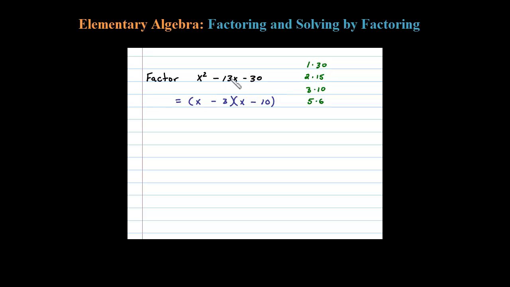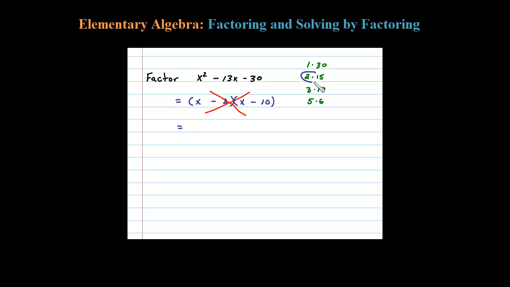Now, that looks good for the middle term, but watch this. The end term, negative 3 times negative 10, is not negative 30. Okay, so this doesn't check out. If we were to multiply this out, the last term wouldn't work. Okay, didn't work. Let's try something else.